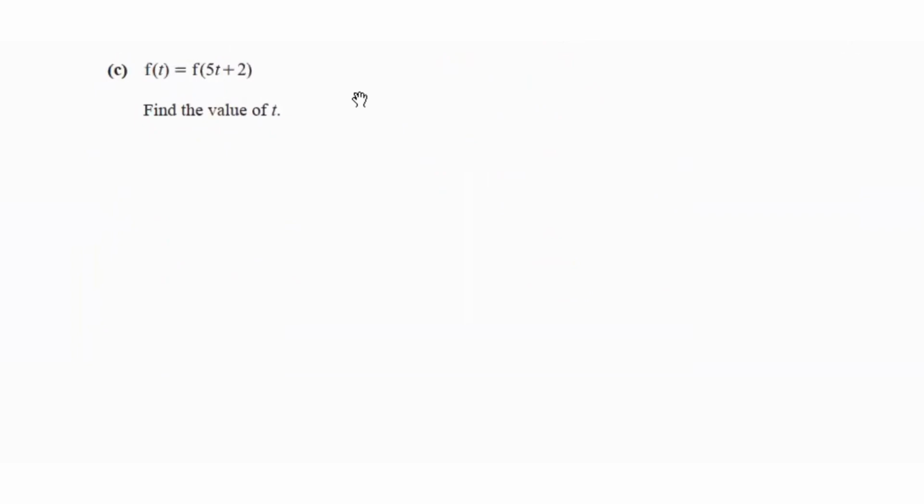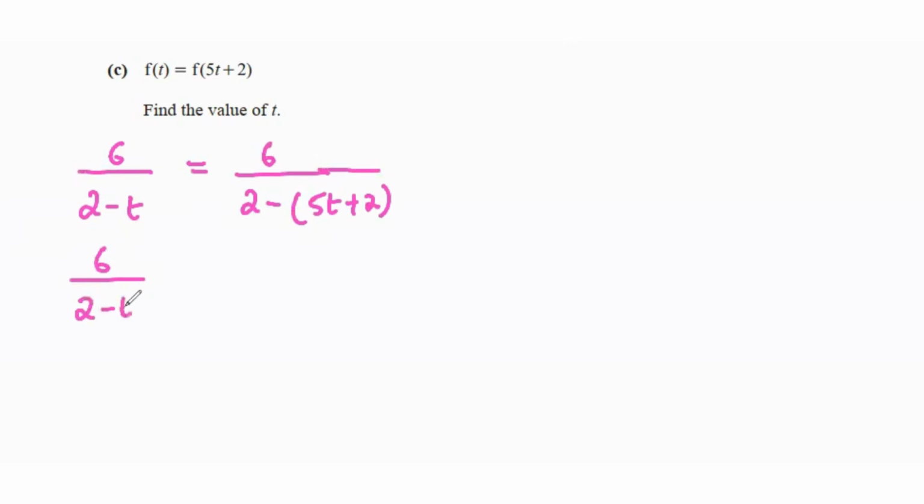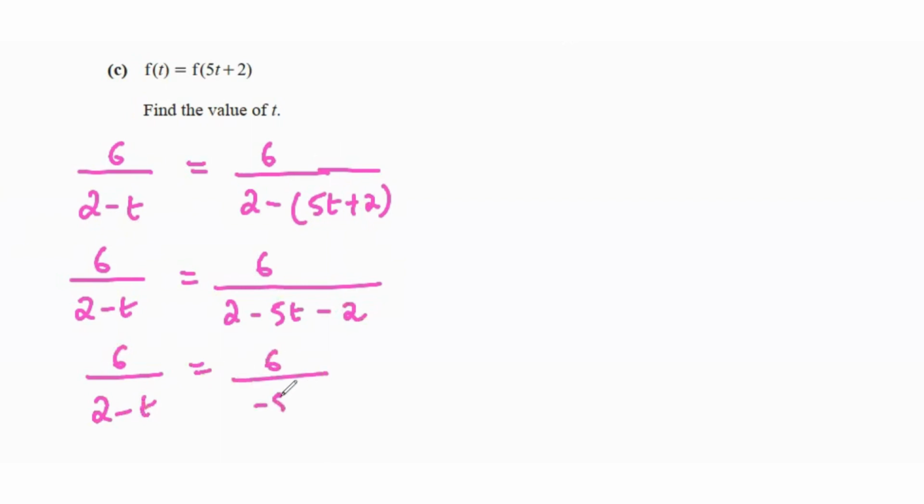And part C says f of t equals f of 5t plus 2. Find the value of t. So let's replace x with t and 5t plus 2 in the original function of f. So that's going to be 6 over 2 minus t equal to 6 over 2 minus (5t plus 2). So if we simplify the denominator on the right hand side, that's 2 minus 5t minus 2. That's going to be 6 over negative 5t because 2 minus 2 is 0.